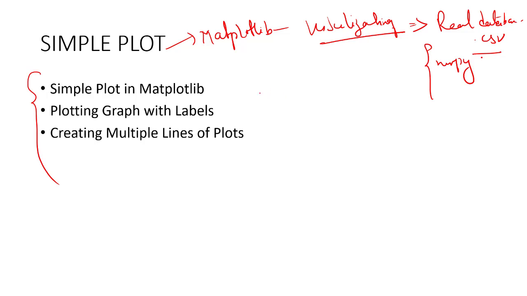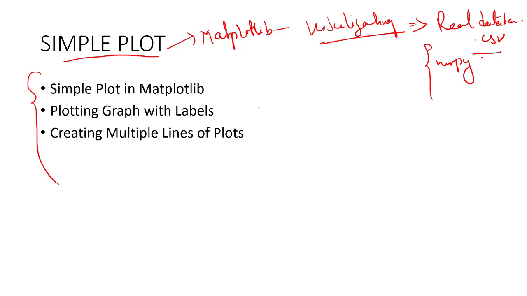There are some methods or ways of doing the plotting. There are three simple ways to do the plot. The first one is a simple plot in Matplotlib, then we have plotting a graph with labels, and then creating multiple lines of plot. So the first one, simple plot in Matplotlib.